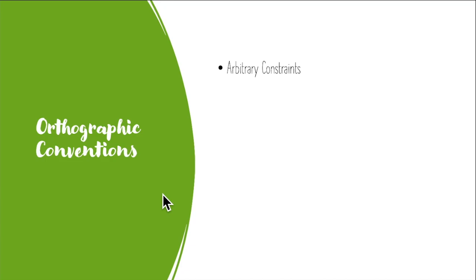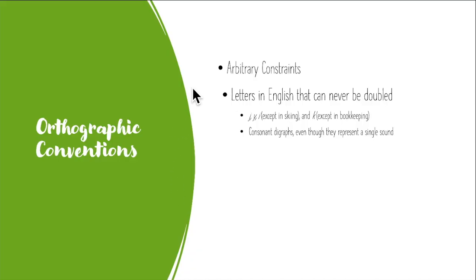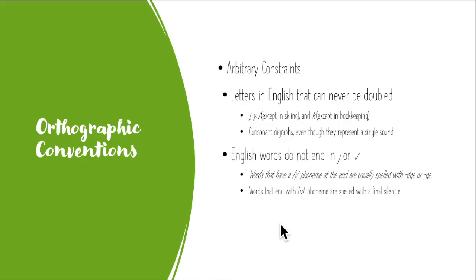Okay. We've got some conventions, and some of those are kind of arbitrary, like we don't know exactly why, but they exist. For example, I and J won't be at the end of a word, or they won't ever be doubled either, except if you have skiing or bookkeeping. That's a compound word. Consonant digraphs are two letters, even though they represent a single sound. You're not going to end a word in J or V. So that's why you get some of those funny things coming up.